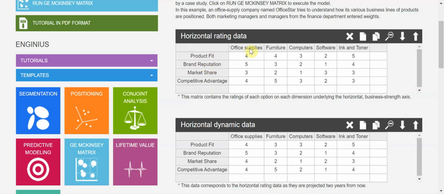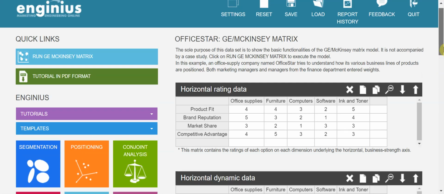So there are 1, 2, 3, 4, 5 in the columns, right? The 5 business units of Office Star, right? So it's an imaginary company, like an Office Depot or Office Max kind of company, right? So the company has, for example, in a store, 5 different sections or units, right? Office supplies, furniture, computers, software, and ink and toner.